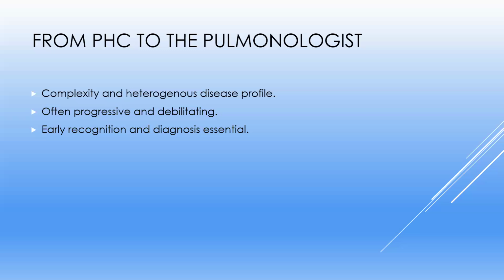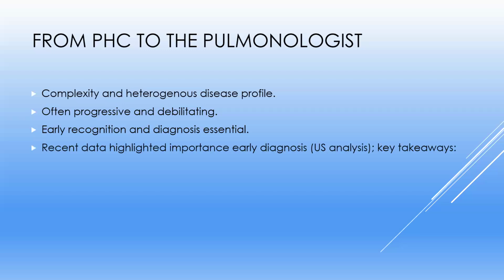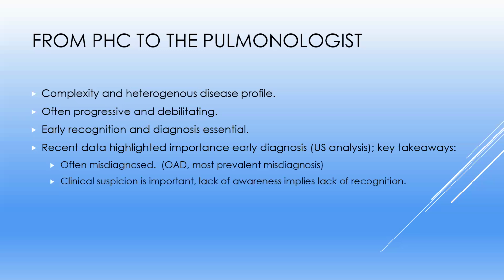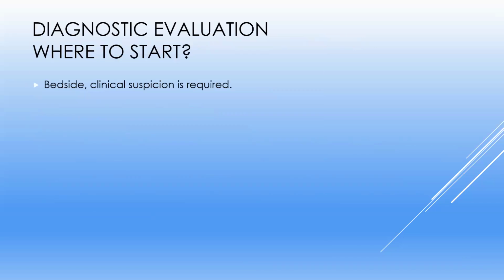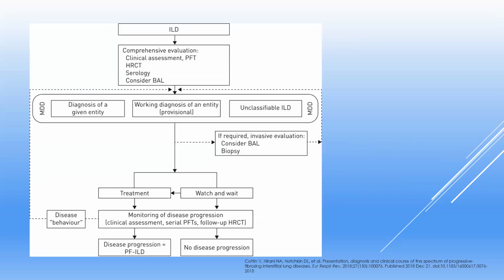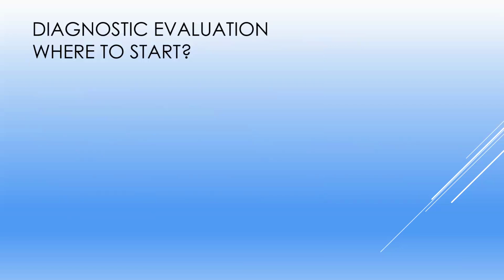And again, it's often a progressive and debilitating disease, so early recognition is essential. There was a recent editorial in Nature actually highlighting how often it's misdiagnosed, as a large proportion of these patients were actually diagnosed with obstructive airways disease. Just the key pointers and takeaways: clinical suspicion is important. A lack of awareness implies a lack of recognition, and a lack of access to radiology and spirometry, which is important in our setting, can also lead to a limited diagnosis, just to keep aware of. Oh, my apologies. This is just a basic overview of how we will approach a workup with a patient of ILD, but we will go into a lot more detail now.